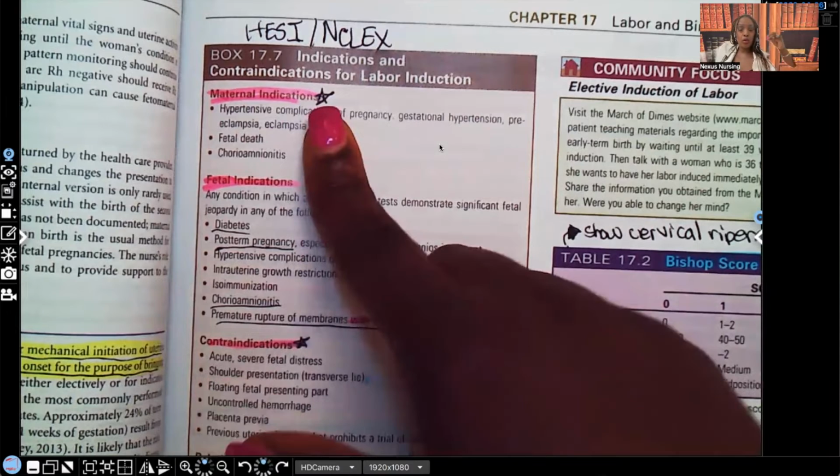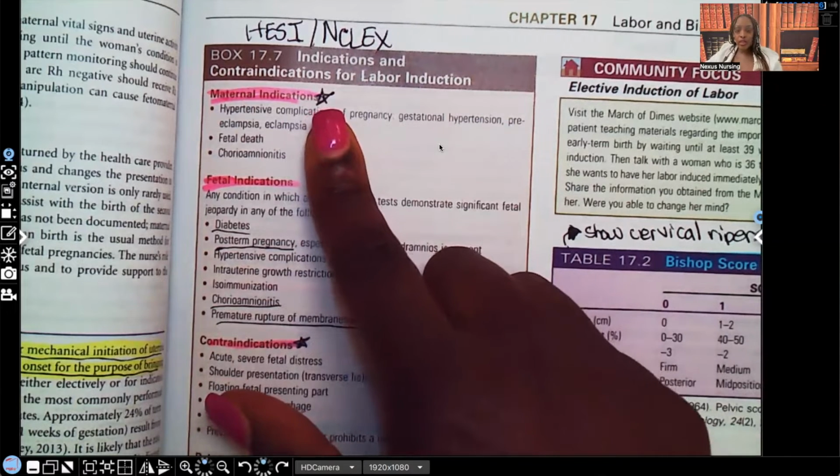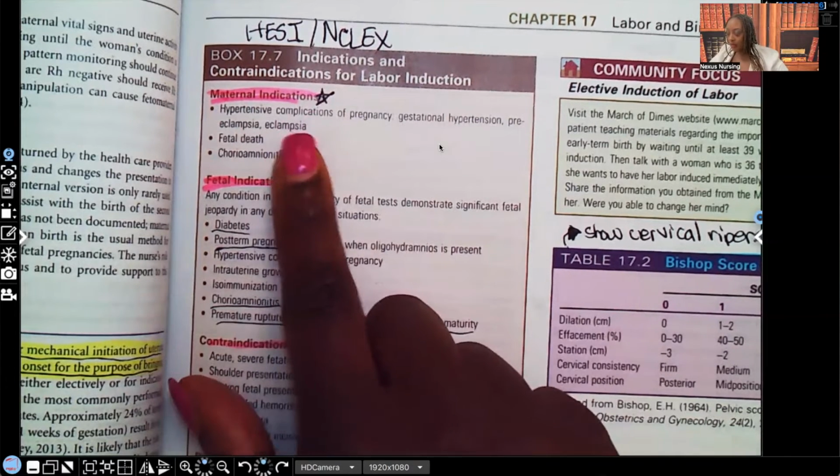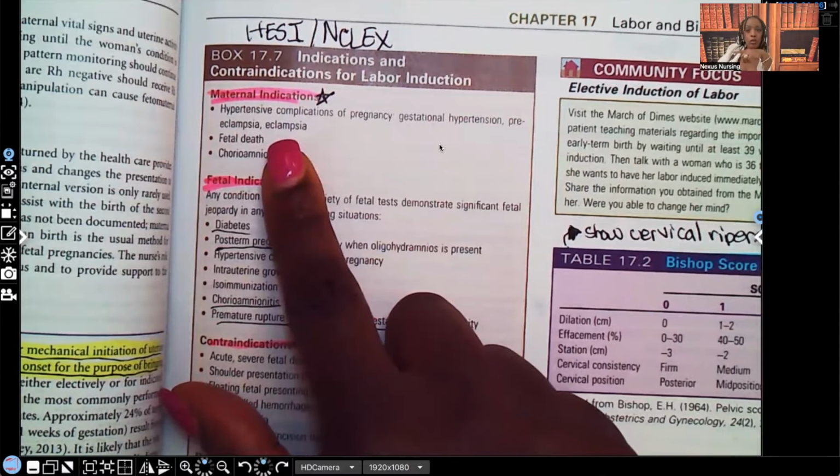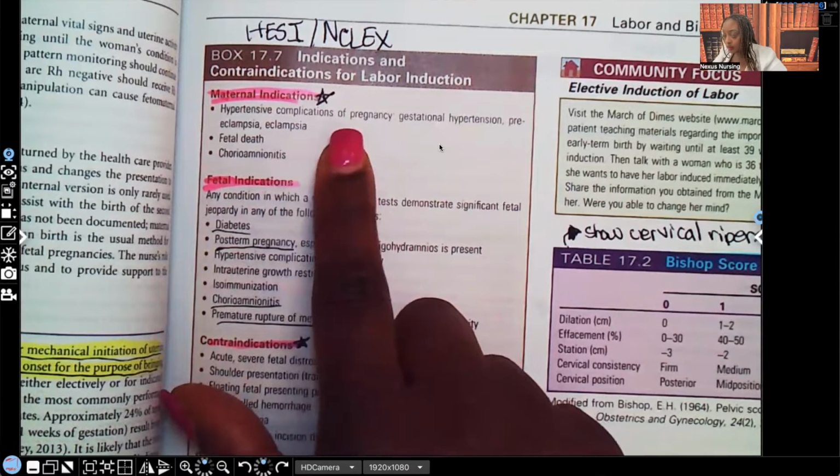Maternal indications. So for the mom, why would we induce labor? Hypertensive complications of pregnancy, gestational hypertension, preeclampsia, eclampsia. Did you know that the only cure for preeclampsia, that gestational hypertension, is what? To give birth. Okay, so a maternal indication of inducing labor is if mom has one of these.